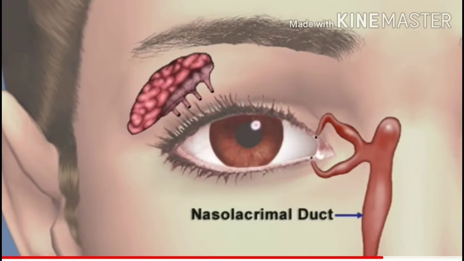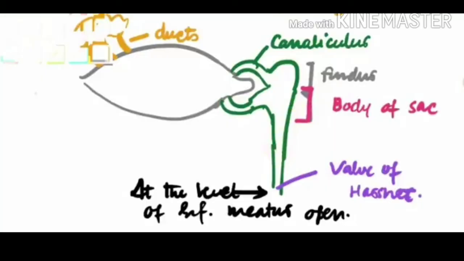Next, coming to the nasolacrimal duct, it is a membranous passage 18 mm long. It begins at the lower end of the lacrimal sac. It runs downwards, backwards, and laterally and opens into the inferior meatus of the nose. It is an MCQ, that is where the nasolacrimal duct opens. It opens into the inferior meatus of the nose.